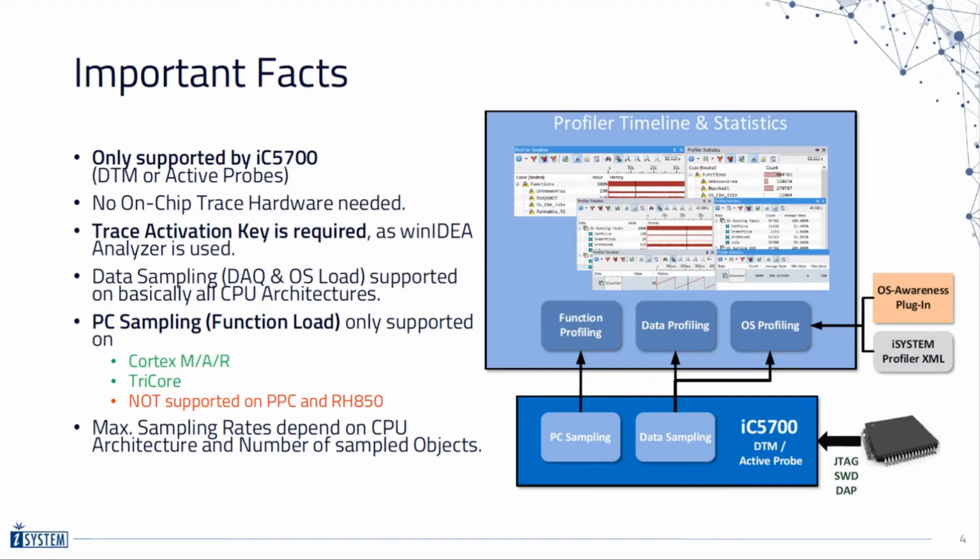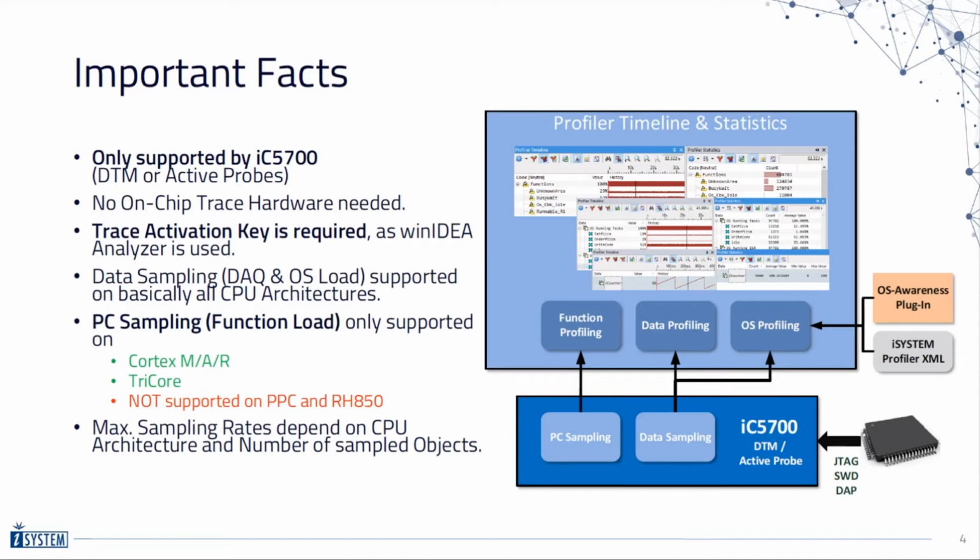Important things to know. This new feature is only supported on the IC5700 platform, both passive and active probes. No trace hardware is needed. You do, however, need a trace license for the specific architecture, like an ARM trace license or a tri-core trace license. The data sampling and OS load, task, and ISR sampling is supported on all architectures, but the PC sampling is only supported on Cortex M, A, R, and tri-core. It is not supported on PowerPC or RH850, as they don't support reading the PC during runtime as required. The actual sampling rate will depend primarily on the debug clock and the number of sampled objects.